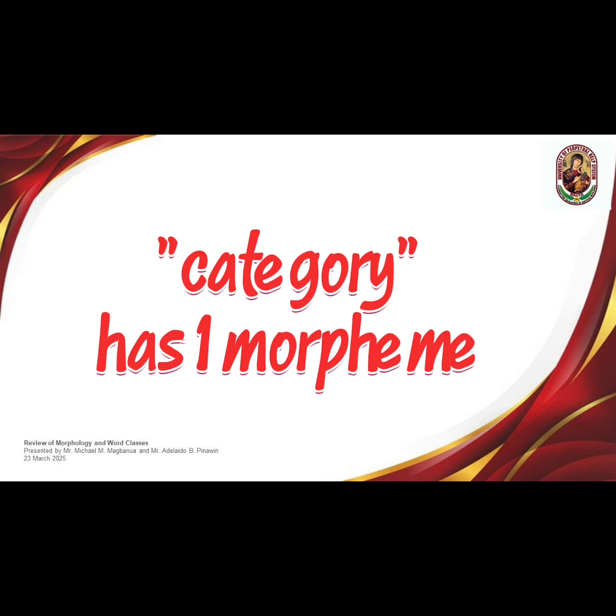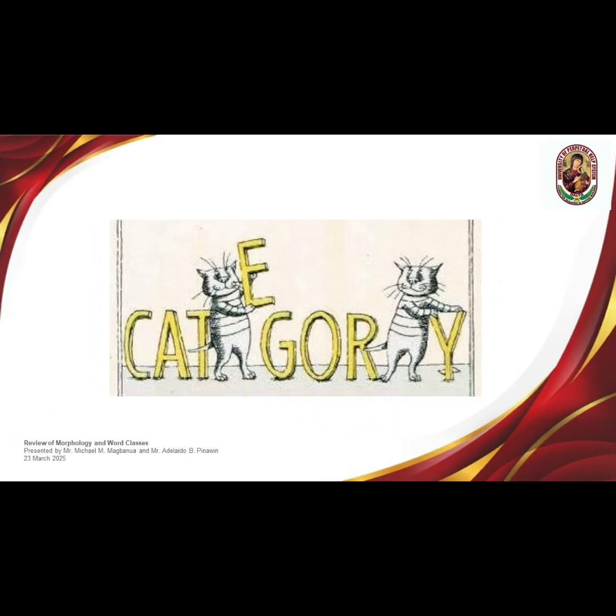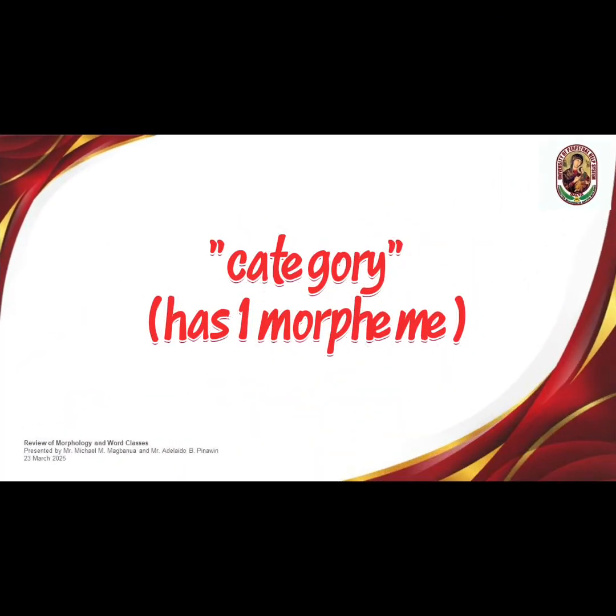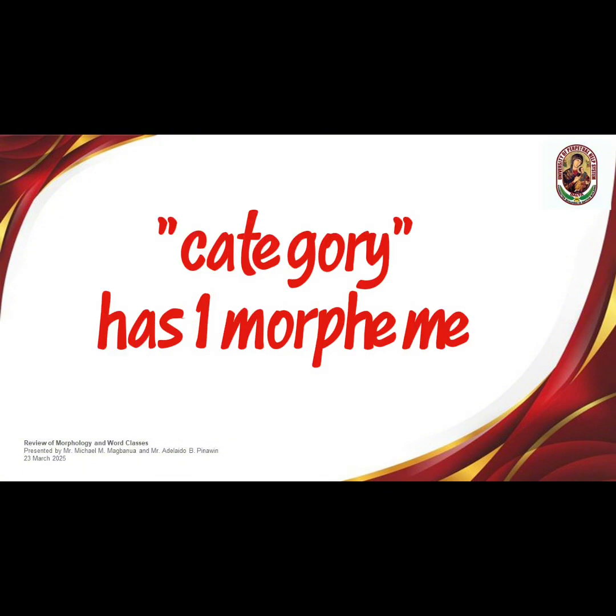Now, you might say, wait a minute, doesn't the word category have the word cat in it? And it does. That's a good observation. However, the meaning of the word cat has nothing to do with the meaning of the word category in English. Therefore, we must conclude that category has just one morpheme. Similarly, you might notice that category has the word gory in it. But again, the meaning of the word gory has nothing to do with the meaning of category. So again, we must say that category has just one morpheme.